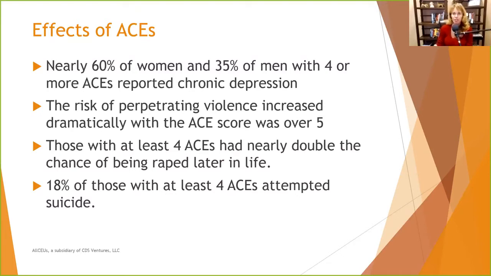The risk of perpetrating violence increased dramatically when the ACE score was over 5. And that doesn't mean they had to be a victim of violence. It could be a whole myriad of other ACEs. So we want to ask ourselves, what is it that makes that person so much more impulsive and reactive? In reality, acting out and violence is often a way of protecting oneself because they feel threatened. Think about a cat in a corner. So we want to think to ourselves, what happened to this person?